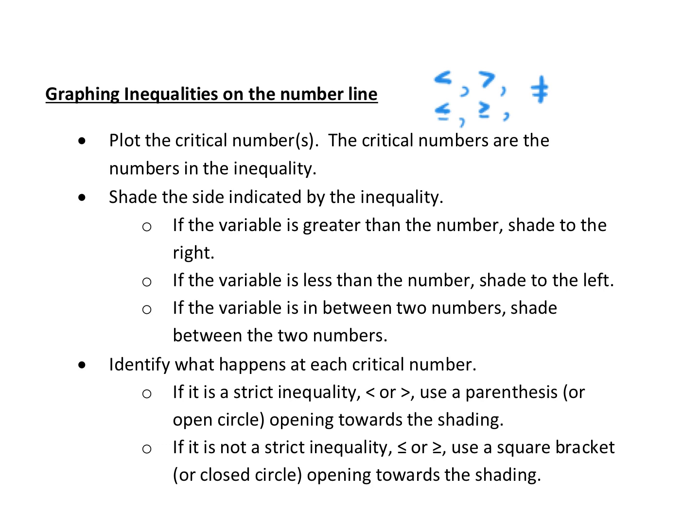Finally, we want to identify what happens at the critical numbers. If it is a strict inequality, meaning it's strictly less than or strictly greater than, we use a parenthesis or an open circle, and we want it opening towards the shading. If it is not a strict inequality, so if it's a less than or equal to or greater than or equal to, we use a square bracket or a closed circle, and again we want it opening towards the shading.